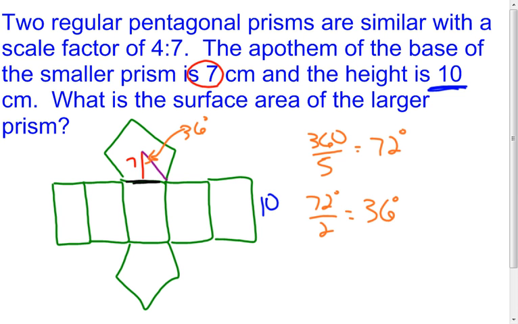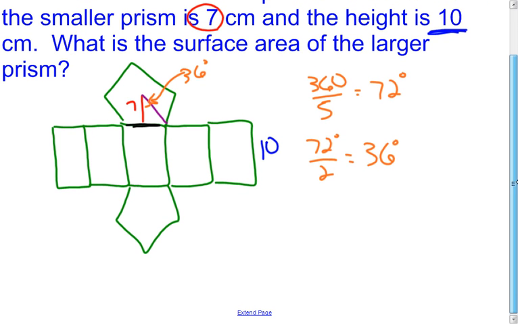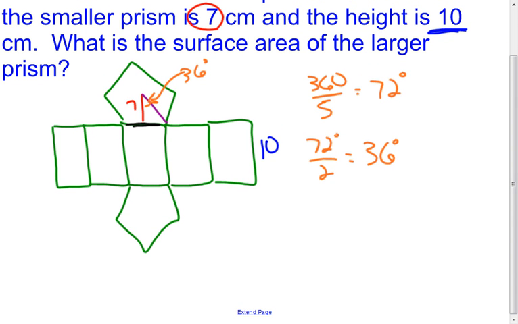Now I can use trig to help me find the length of the other side of the triangle, which is going to be this little black piece right here. So I look at that from the 36 degree angle. I need to know the opposite side. I already know the adjacent. That tells me to use tangent. So I'm going to do the tangent of the 36 degree angle, and that's going to be equal to the opposite side, which is what I'm looking for, called x, over the adjacent side, which is 7.